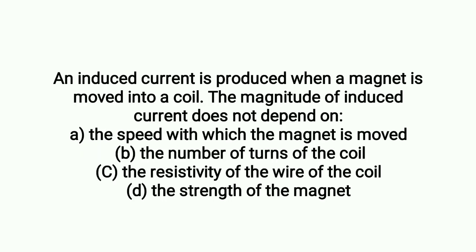An induced current is produced when a magnet is moved into a coil. The magnitude of induced current does not depend on which quantity, we have to find. Option A, the speed with which the magnet is moved. Yes, of course, when we move it with high speed, the induced current is high. Option B, the number of turns of the coil. If you increase the number of turns, the current increases.